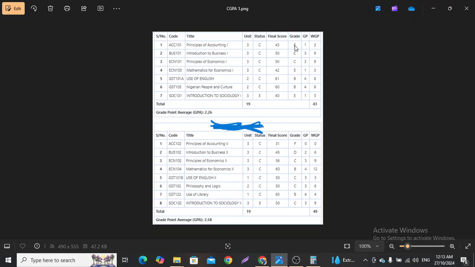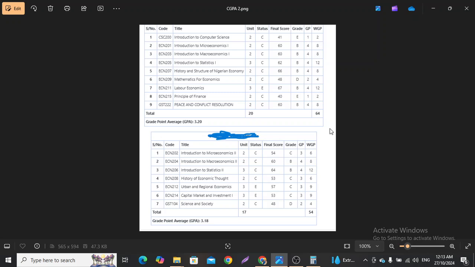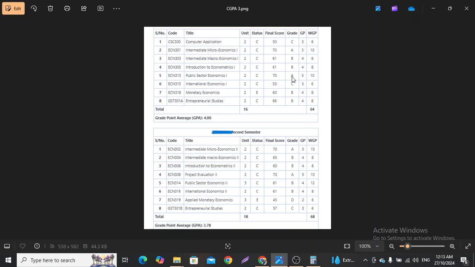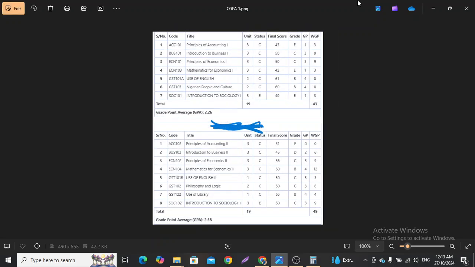You can see from this display, look at E, 1 grade point, and look at D, 2 grade point. Look at C, 3 grade point, and look at B, 4 grade point. There is no A in this result. Let me check the other result. There is an A. Look at A in 313, 5 grade point, and the other one with an F, in 102, 0 grade point.